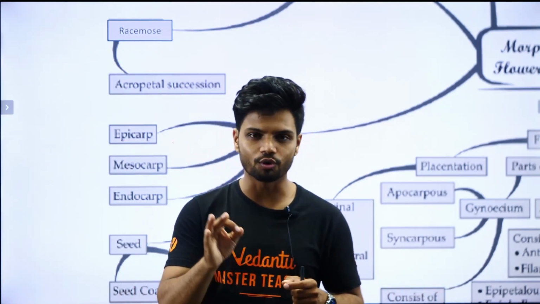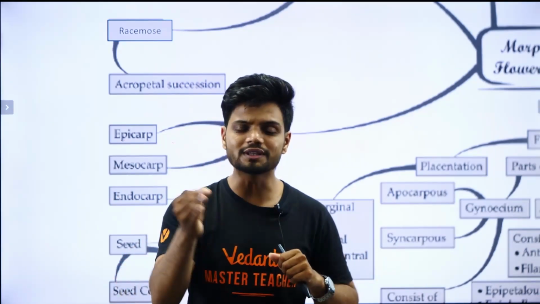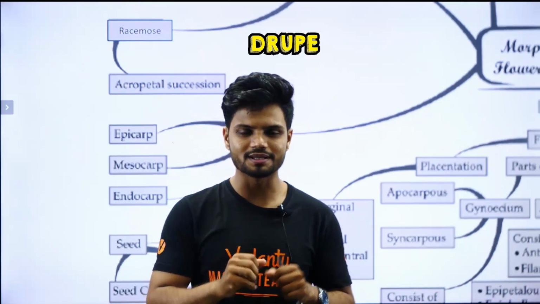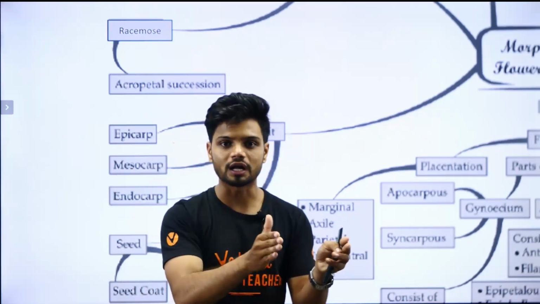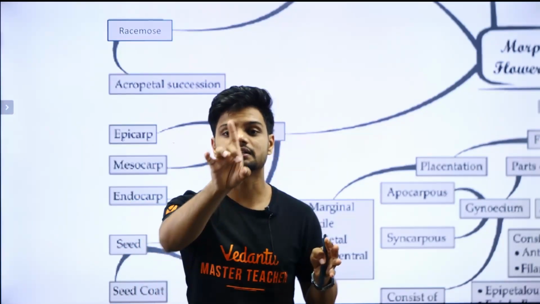In your NCERT, if you go right now, you have two main examples, that is coconut as well as mango. Both are examples of fruit called drupe. The first point you need to remember about drupe is it develops from a monocarpellary superior ovary. What is the difference? The main difference arises in the mesocarp.